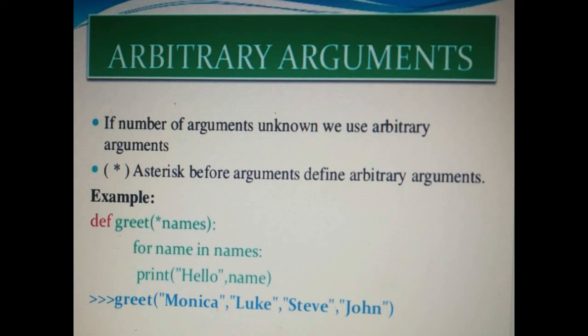This is especially useful when we are not sure in advance how many arguments the function would require. We define the arbitrary arguments while defining a function using an asterisk sign, as it is given there. Let us see an example. def greet, then inside parentheses we have written a name with an asterisk sign, which means this argument given inside the parenthesis is an arbitrary argument.